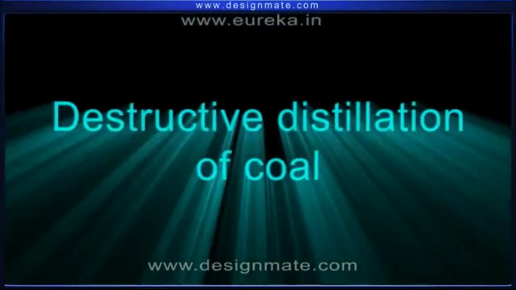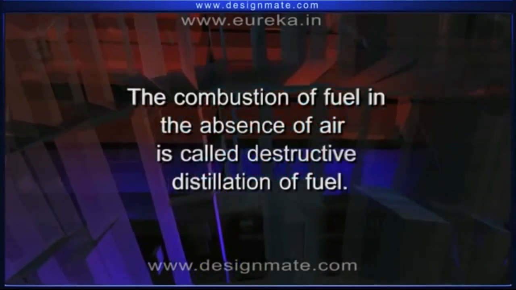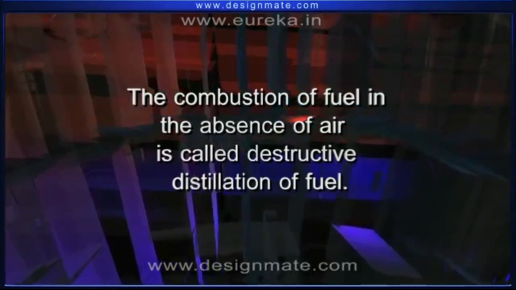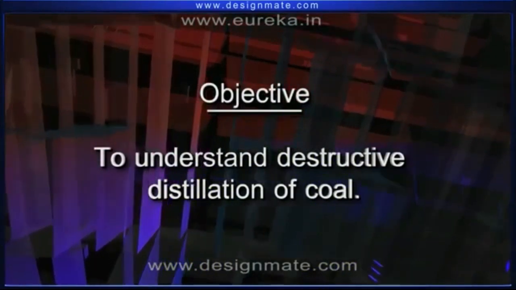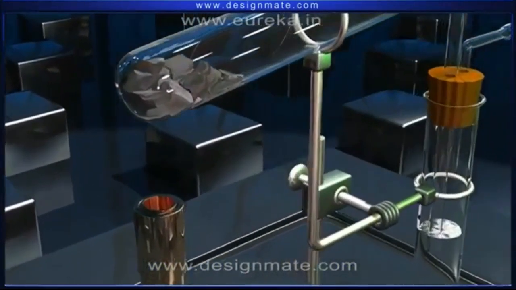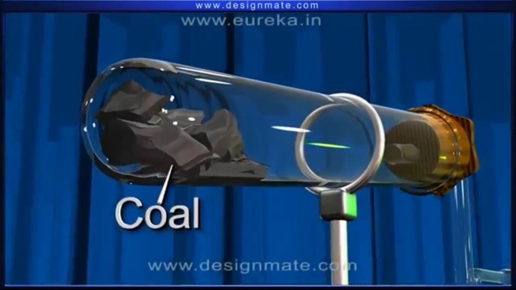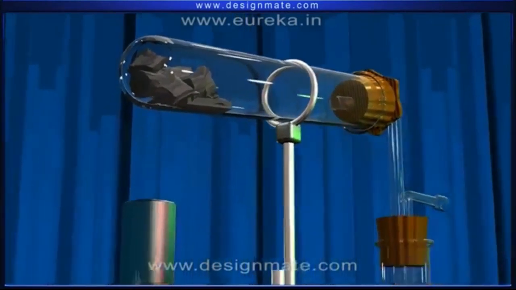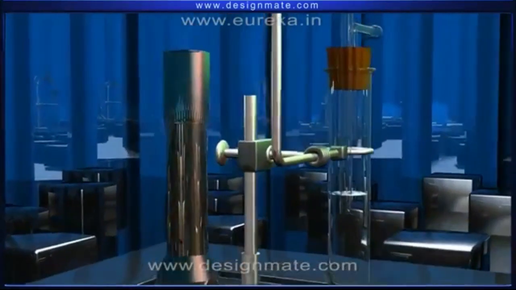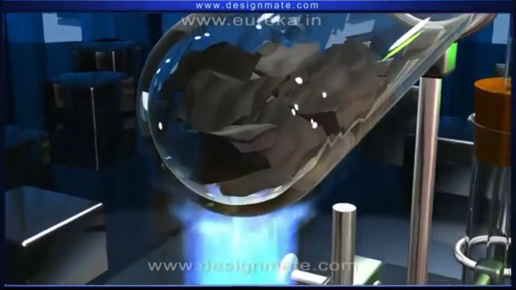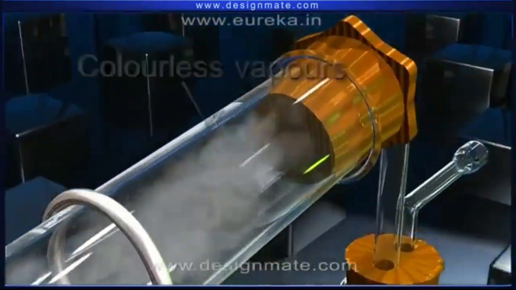Destructive distillation of coal. The combustion of fuel in the absence of air is called destructive distillation of fuel. Objective: to understand destructive distillation of coal. Arrange the apparatus as shown. The horizontal glass tube contains some crushed pieces of coal, while the vertical glass tube is filled with some amount of water. Heat coal over a burner. On strong heating, it produces colorless vapors which enter water filled in the other tube.